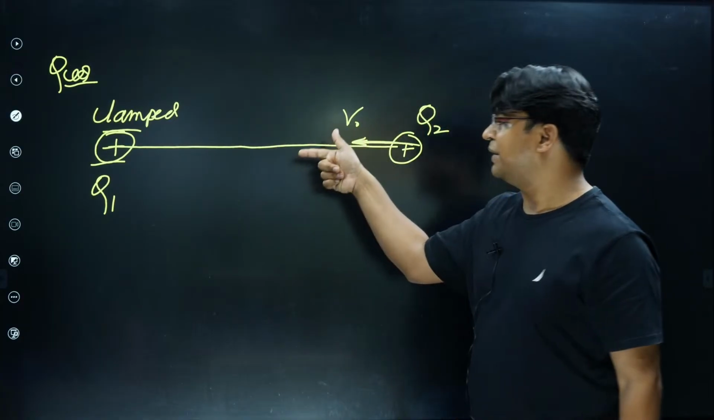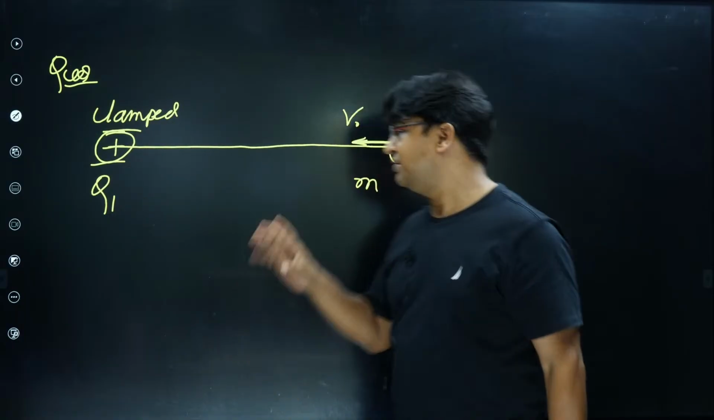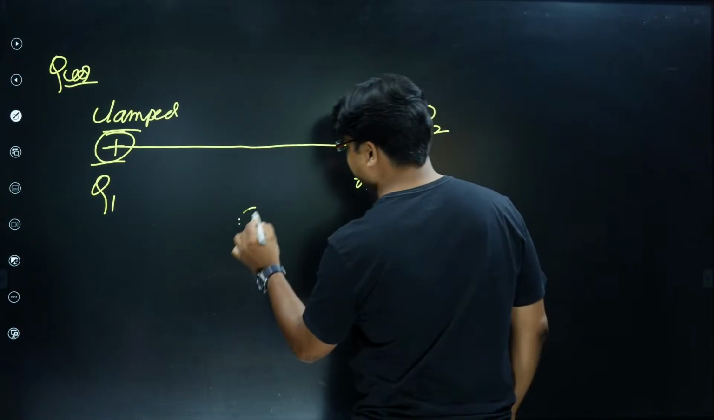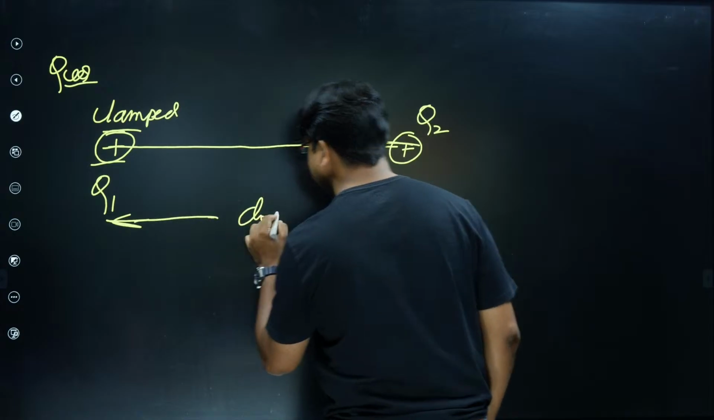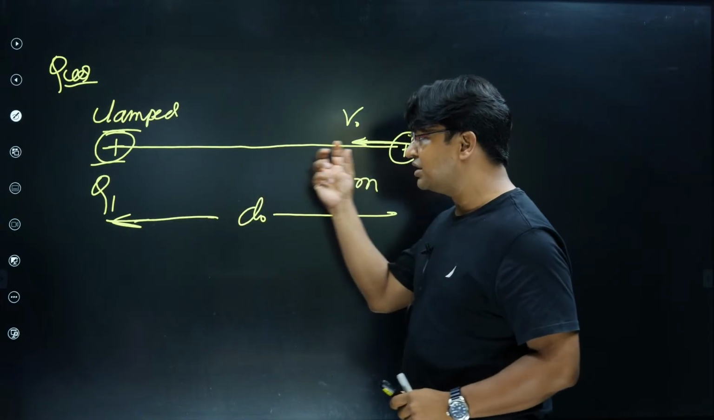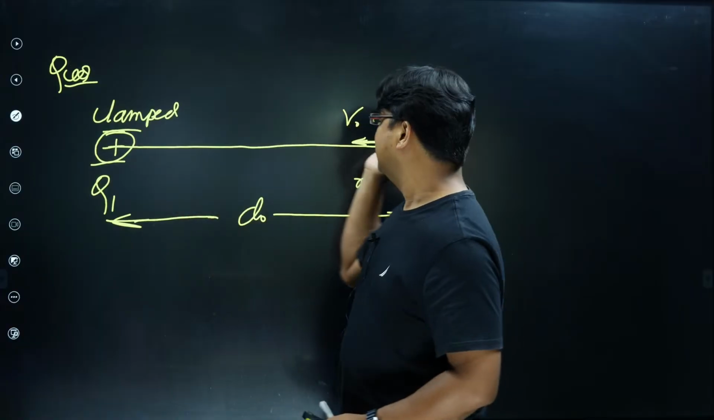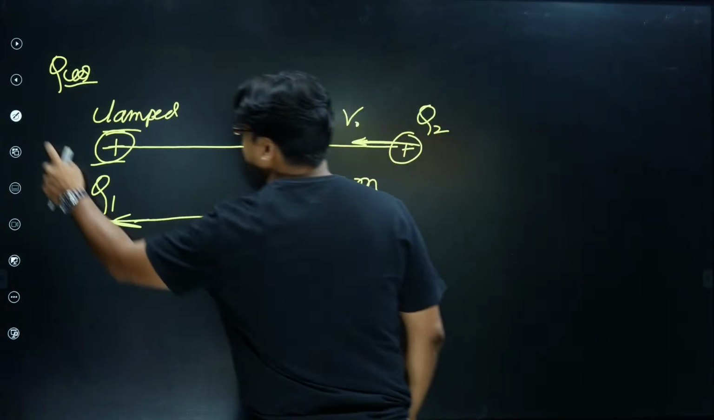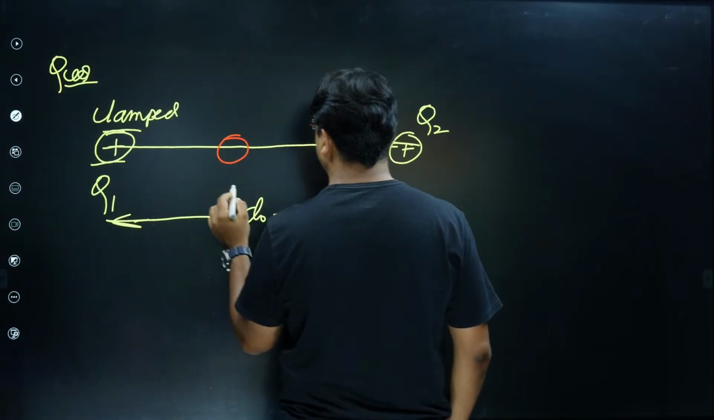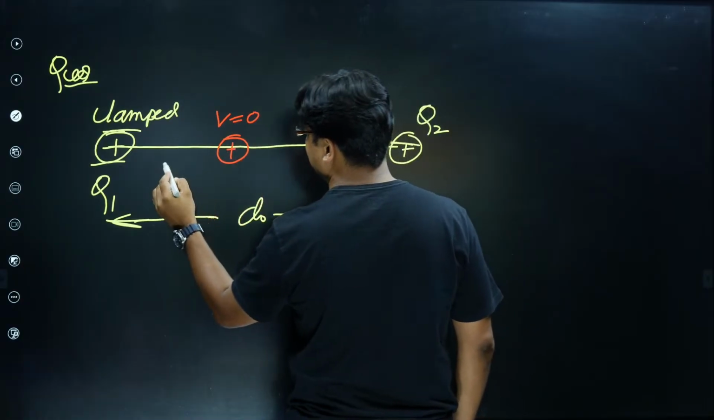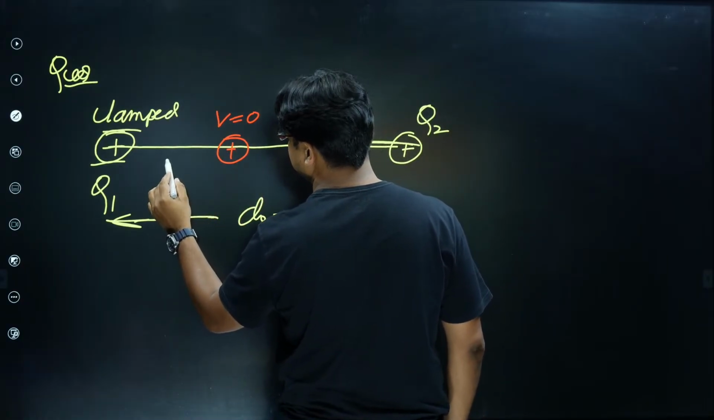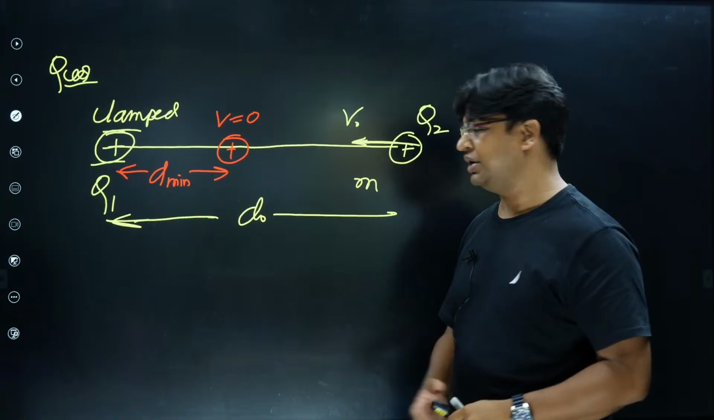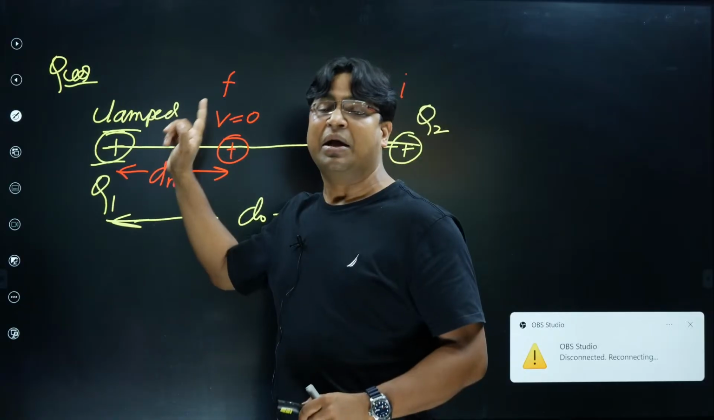So if I throw this particle towards q1, do you anticipate that this particle will start slowing down because of the repulsion from this one? And if it does start slowing down, when does it come to rest? If it doesn't come to rest by the time the distance between them becomes zero, then it means that this particle will hit the other particle. I want to investigate whether it hits or not. So let us assume that this particle comes to rest at a distance, let's say, d minimum.